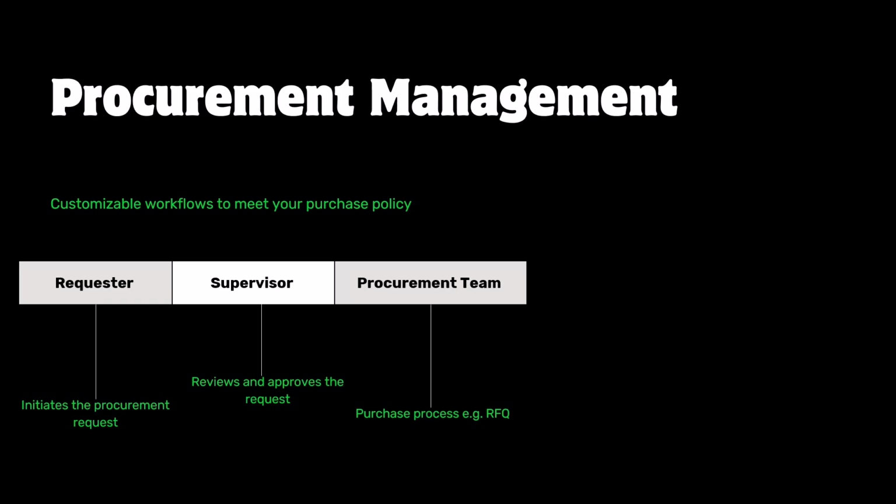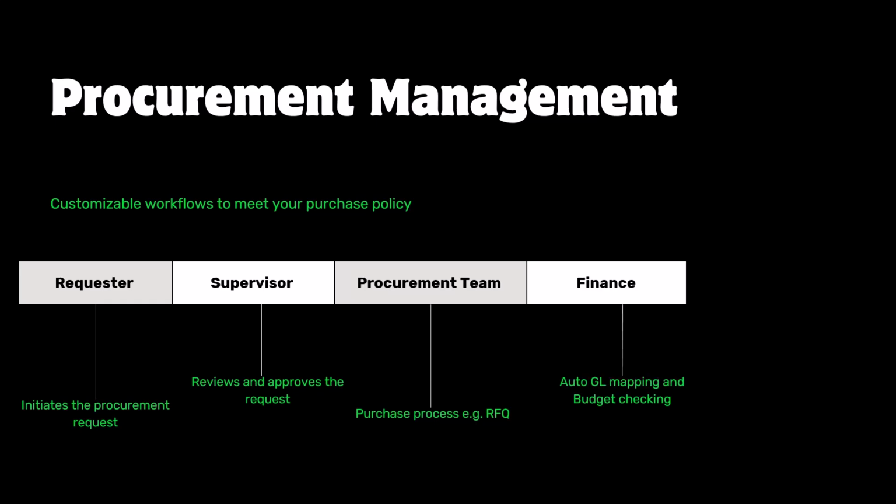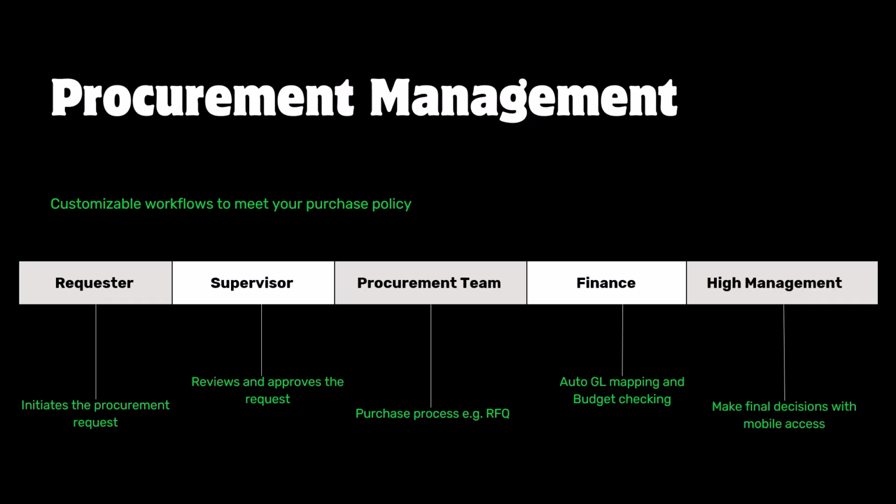In the following step, the application automatically maps GL codes to the relevant purchase items. The finance user reviews the budgets to ensure alignment with financial policies. At the final stage, senior management, such as GMs or managing directors, can use the mobile app to quickly approve the requests, even while traveling or away from the office.